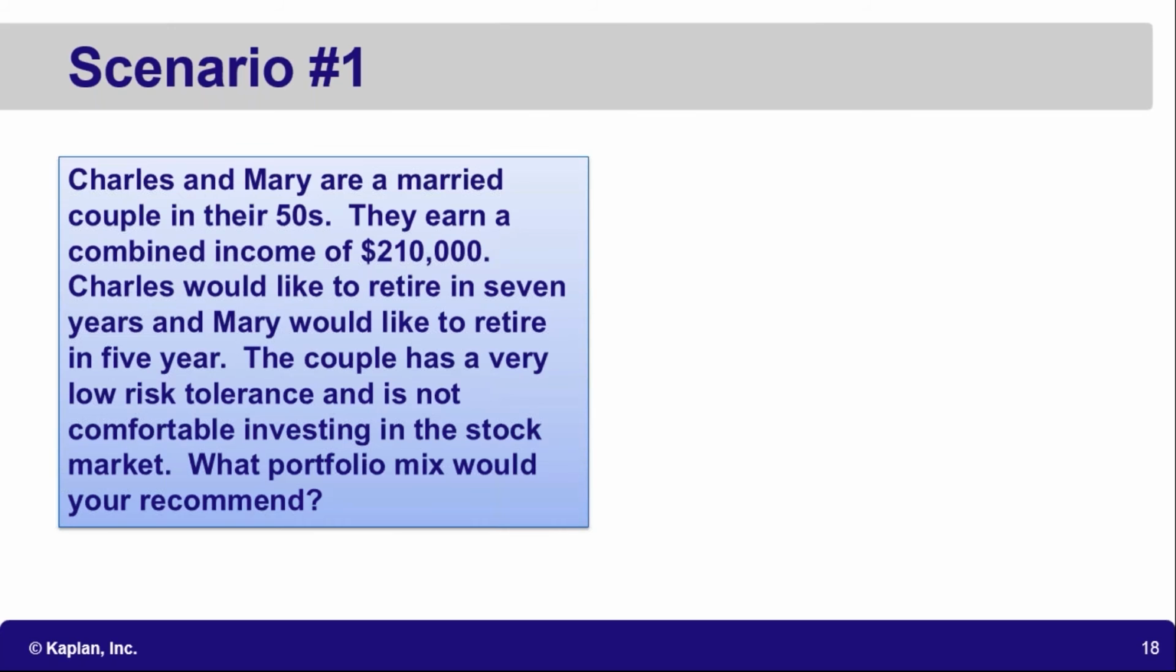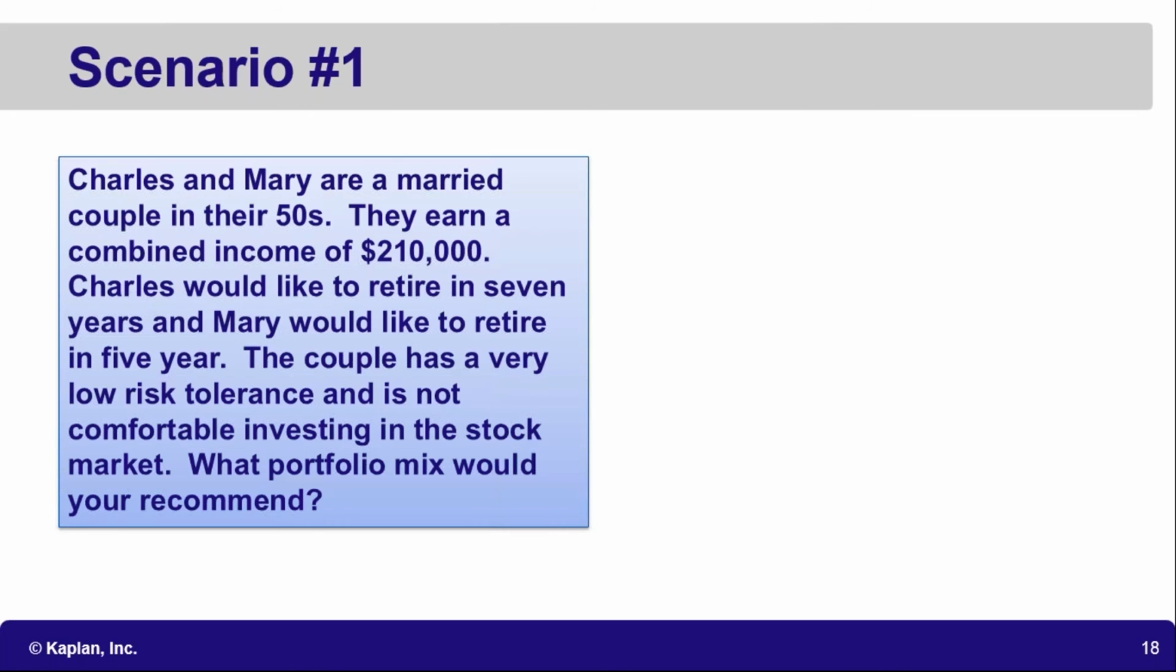questions on securities tests. So Charles and Mary are married. They're a married couple in their 50s. They earn a combined income of $210,000. Charles would like to retire in 7 years. Mary would like to retire in 5. So that gives you the idea what their time horizon is. It's not very long.